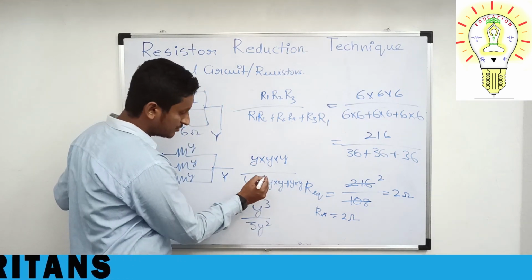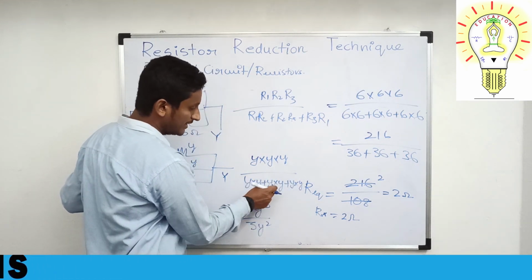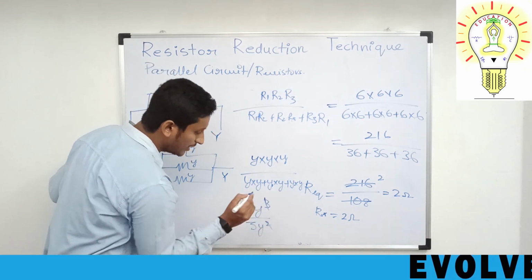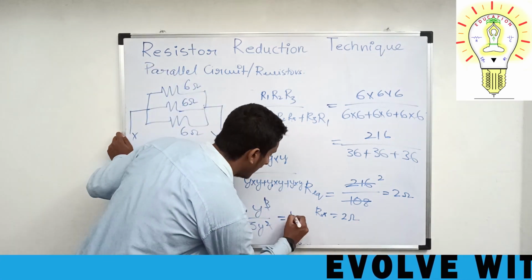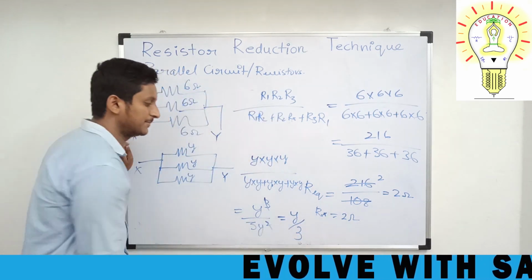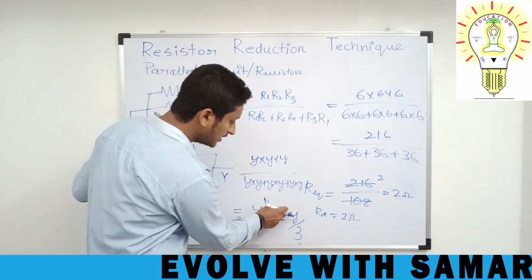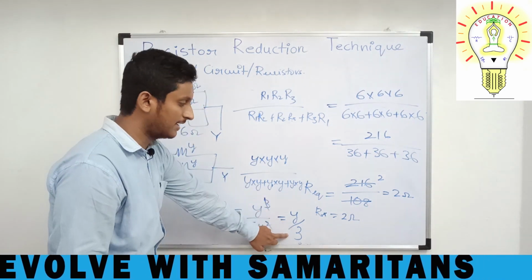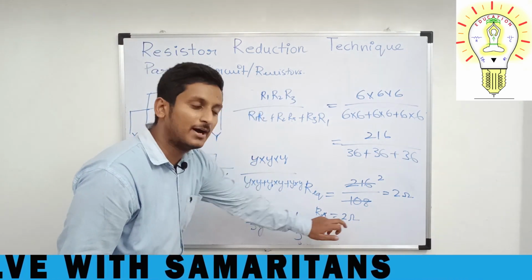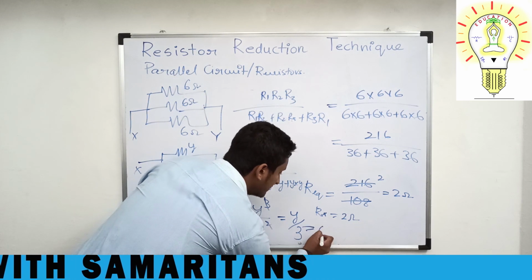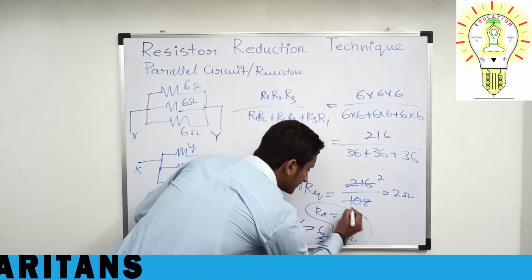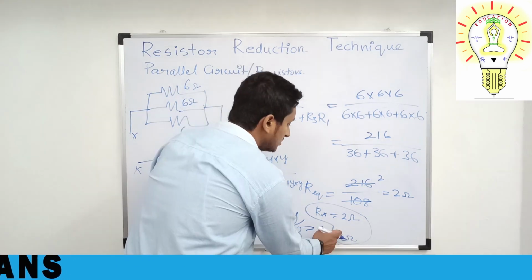Why? Because this is y square, y square, y square. So y square plus y square plus y square is 3y square. So this cube and this square will get cancelled. Now you will have y by 3. Isn't it? Now what is in place of y? This is 6. Now if I take this 6 and apply here, I will get the same answer. Let me apply here. 6 by 3 is equal to 2 ohm. So both the answers are same. So the answers will not change.